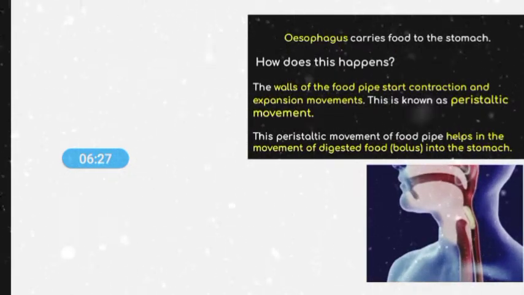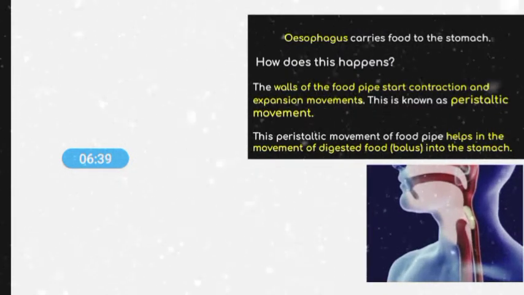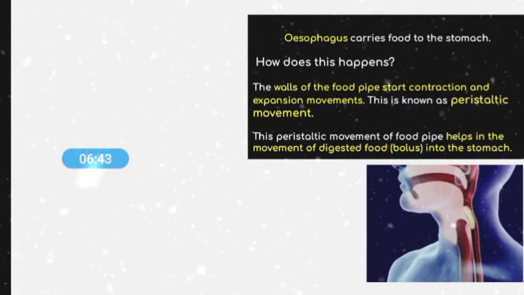Esophagus carries food to the stomach. How does it happen? The walls of the food pipe start contraction and expansion movements, which is known as peristaltic movement. The peristaltic movement of the food pipe helps in the movement of food into the stomach.